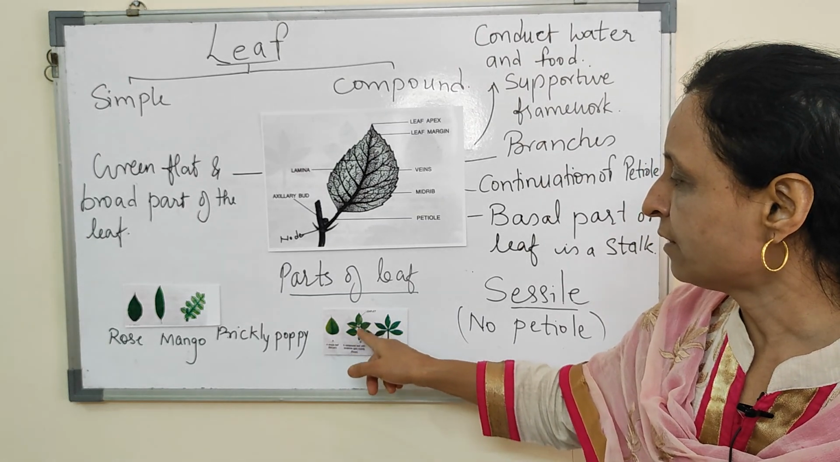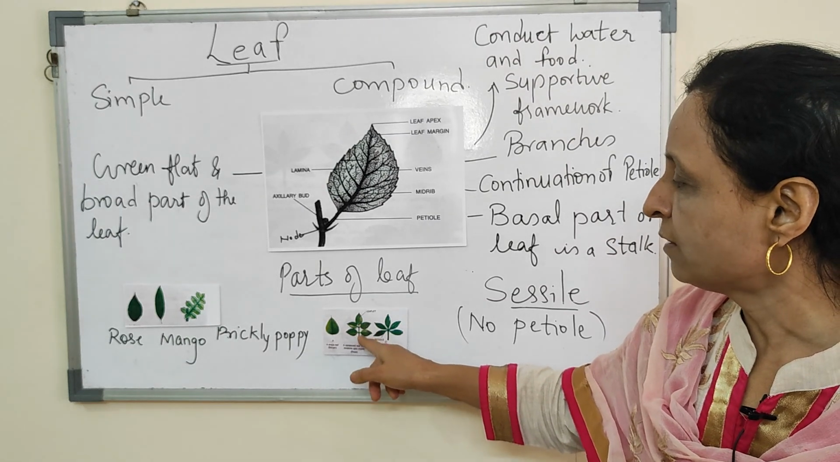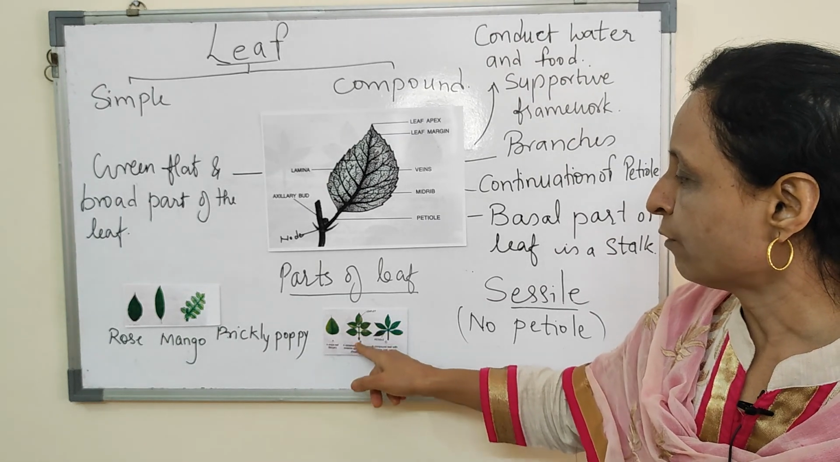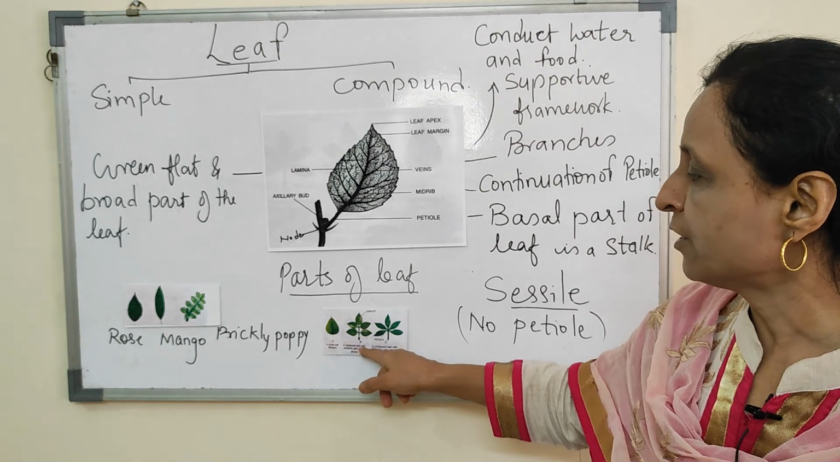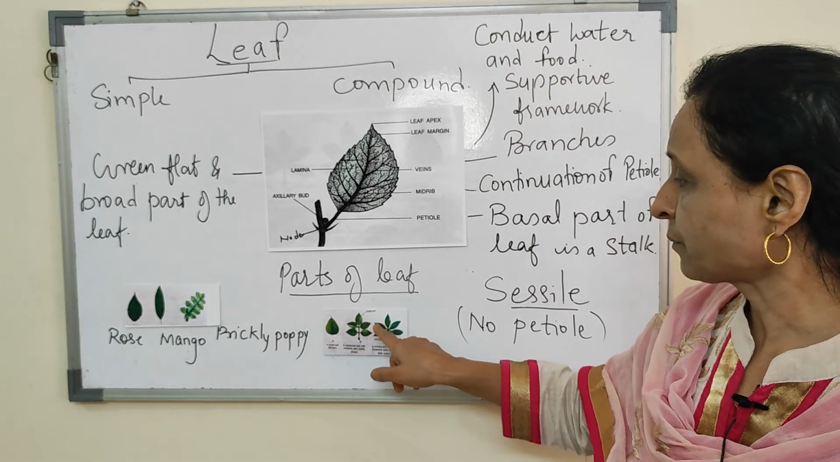Incision, it is reaching the midrib. This is the midrib. So this cut is reaching the midrib. Therefore, it's a compound leaf with incision up to midrib. The example here is rose.